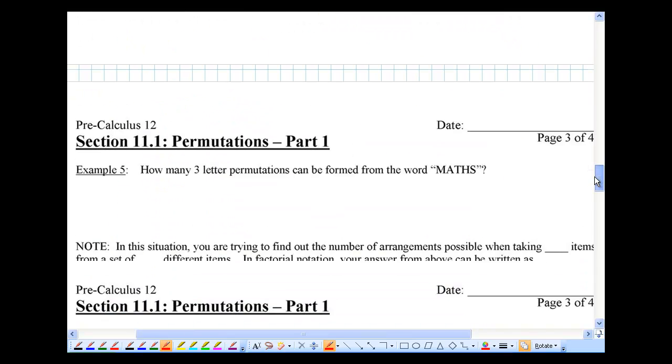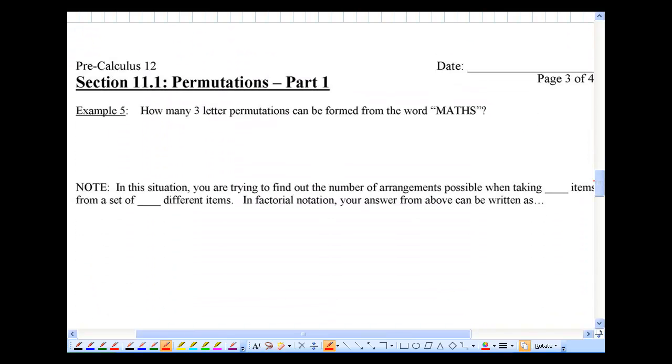Another one here on page 3. How many 3-letter permutations can be formed from the word maths? Meaning, let's take from the letters M, A, T, H, S, and I only want you to pick 3 of them. Okay? Order matters here.